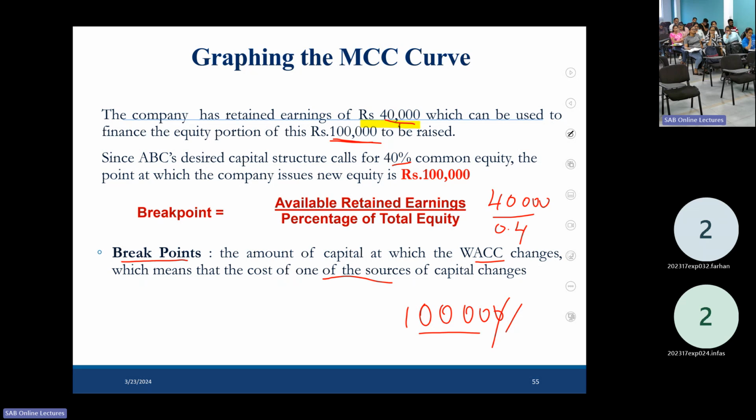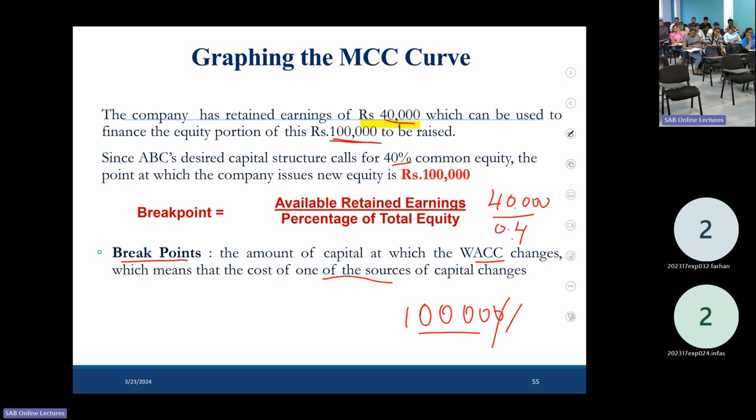Because when the total capital requirement goes above 100,000, even by one rupee, there is a break point, because the retained earnings are not sufficient. In order to maintain the 40% equity level in the capital structure, you have to issue new shares. So the first break point arises at retained earnings of 40,000 divided by the weight, that is, at the 100,000 capital requirement level, when the capital requirement exceeds 100,000.